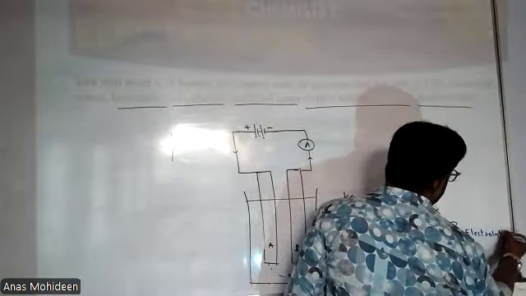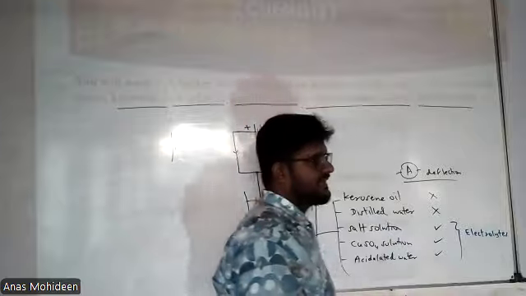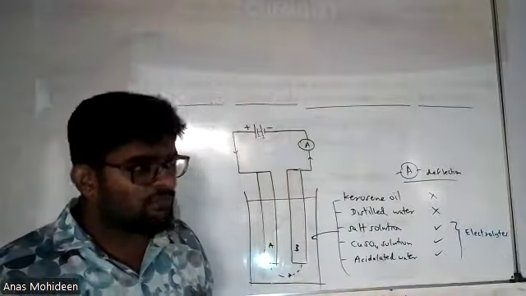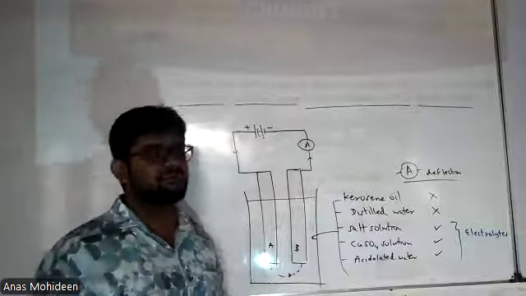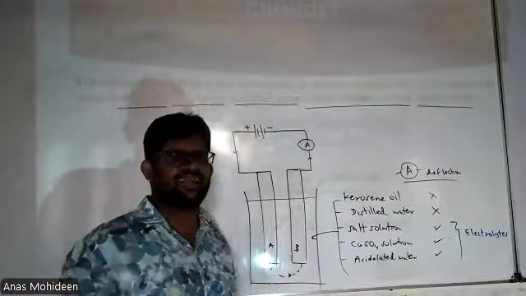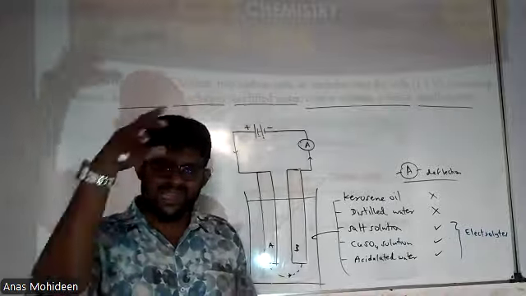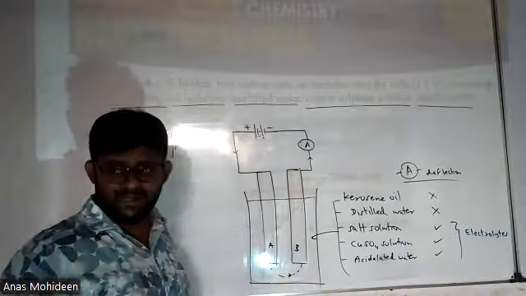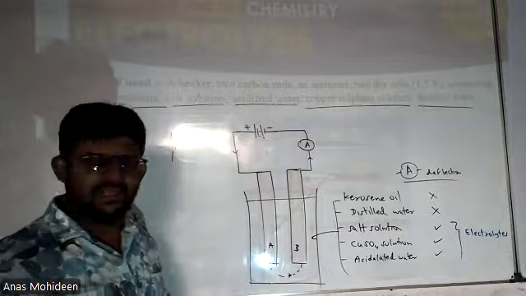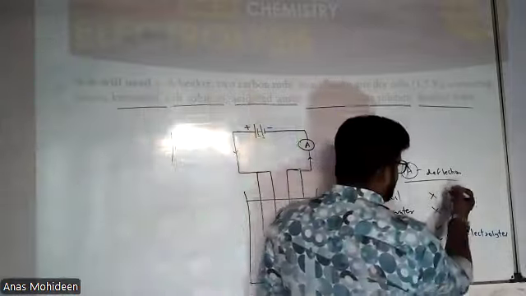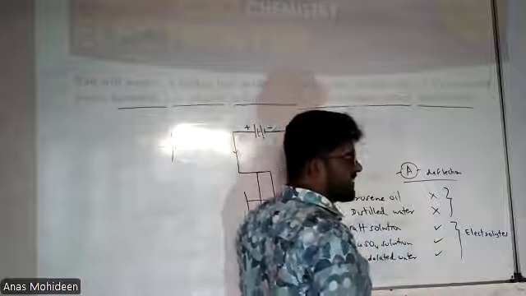Electrolytes can conduct electricity. Why? They have mobile ions, and they fall under ionic compounds. Salt solution, sodium chloride, is ionic. Copper sulfate, ionic. Acidulated water means you are adding an acid into water. Acids and bases also fall under electrolytes. So these are electrolytes. And what about distilled water and kerosene oil?